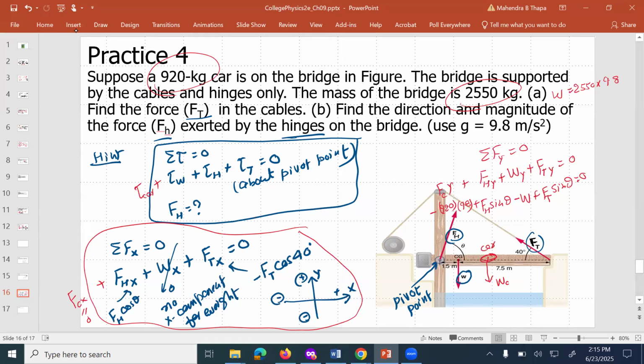So you already figure out FT and the FH. You can find all of these, right? So from here, basically, we are finding the torque due to the applied force. So it is basically FT. So you'll find FT here. So this is the hint. Based on that, you can answer all the questions.